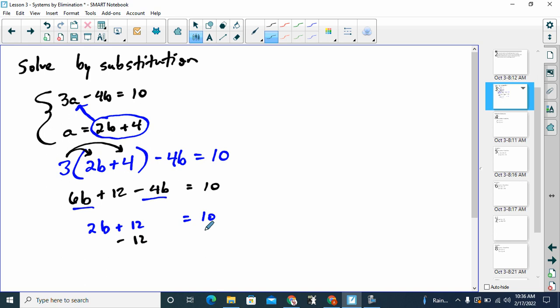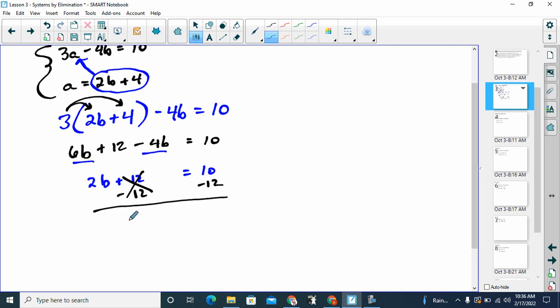I'm going to subtract 12 from both sides. Giving me 2b equals 10 minus 12, which is negative 2. 2 times b equals negative 2. I can solve for b by dividing both sides by 2. And I get b equals negative 1.